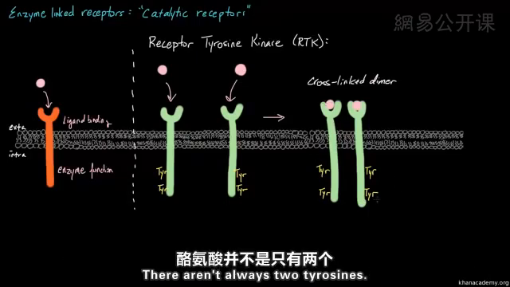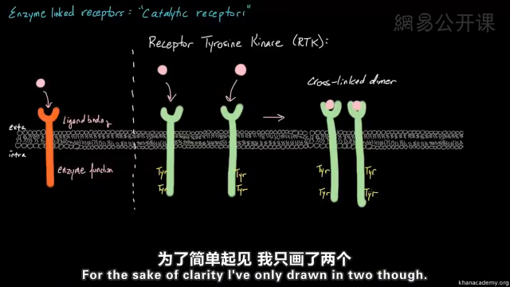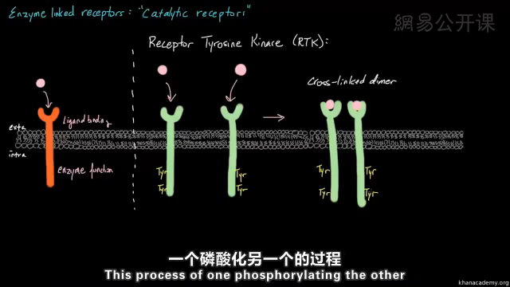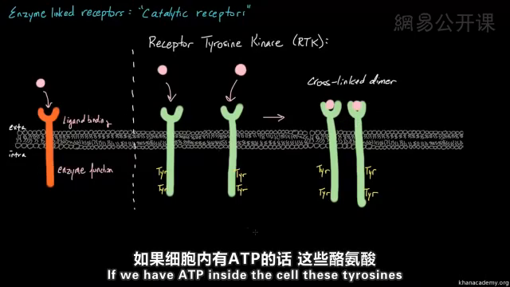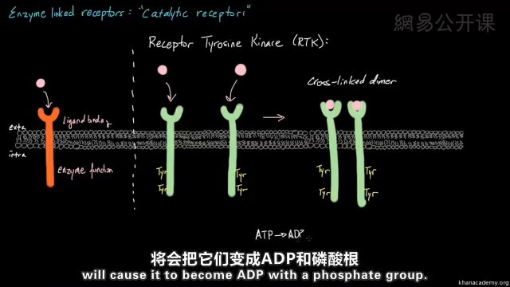There aren't always two tyrosines, there usually are multiple ones. For the sake of clarity, I've only drawn in two though. This process of one phosphorylating the other is called cross-phosphorylation. So if we have ATP inside the cell, these tyrosines will cause it to become ADP with a phosphate group.